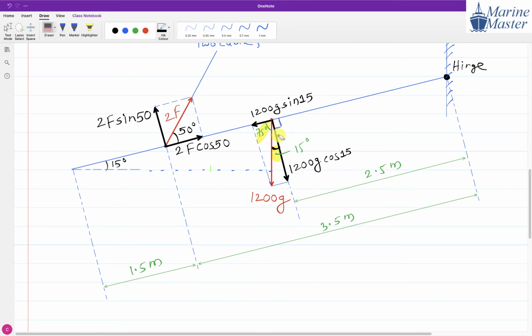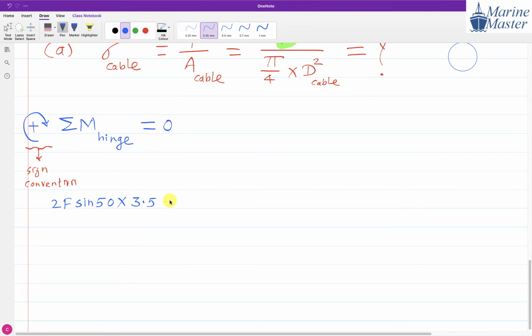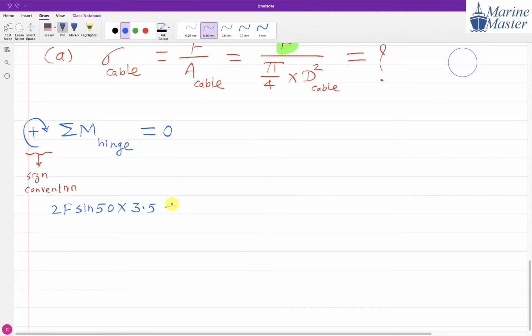Then the next thing will be this 2f cos 50. What is the effect of 2f cos 50? No effect. 2f cos 50 is passing through the hinge, sir. So it will be 0. As it passes through the hinge, the effect will be 0. For now I am writing it, but it is not necessary. It depends on you. 2f cos 50, perpendicular distance is 0.